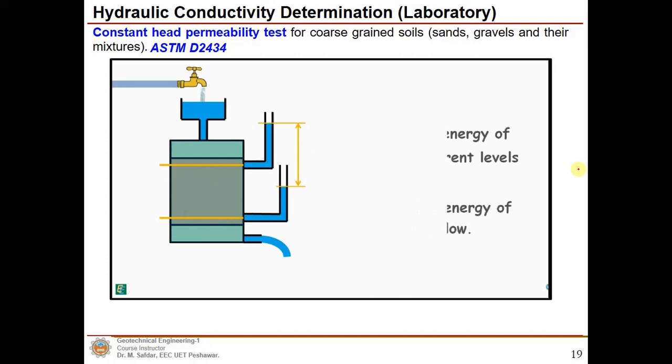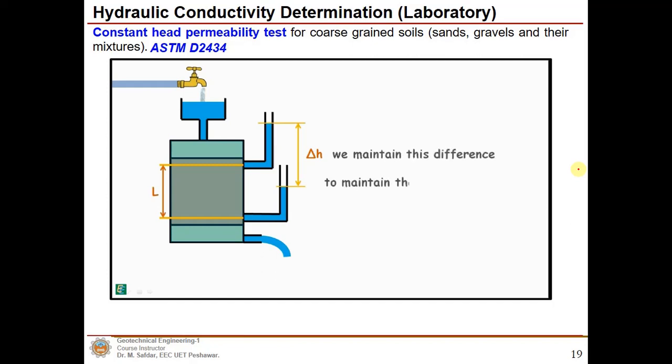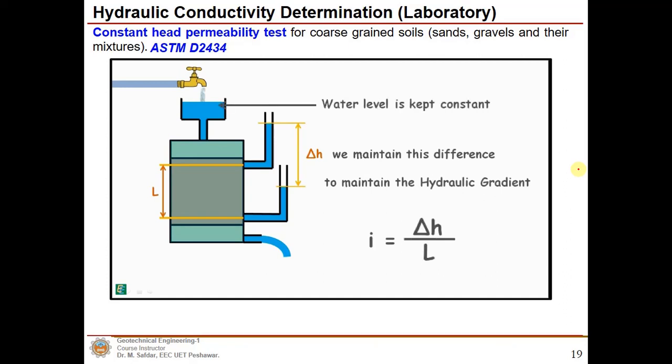We note down the difference of the heads of these manometers as delta H and also note down the distance between the points in the soil where these heads were measured by these manometers as L. We wish to maintain this difference of heads in the manometers so that we can maintain the hydraulic gradient inside the soil by keeping the head of the water reservoir constant.